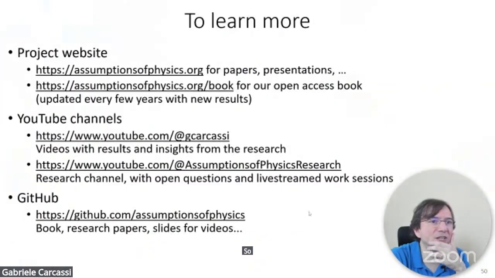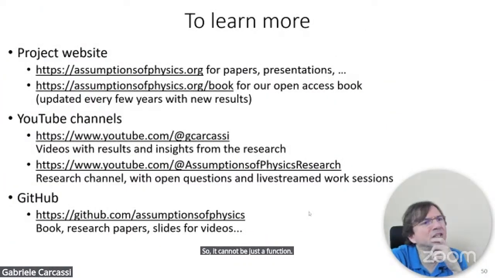Right, another question from Shinyue. Is there a reason in this explanation that the Lagrangian has to be a function of position and velocity instead of position and momentum? So it cannot be just a function. Oh, actually, no, it can be a function of position and momentum, now that I think about it.